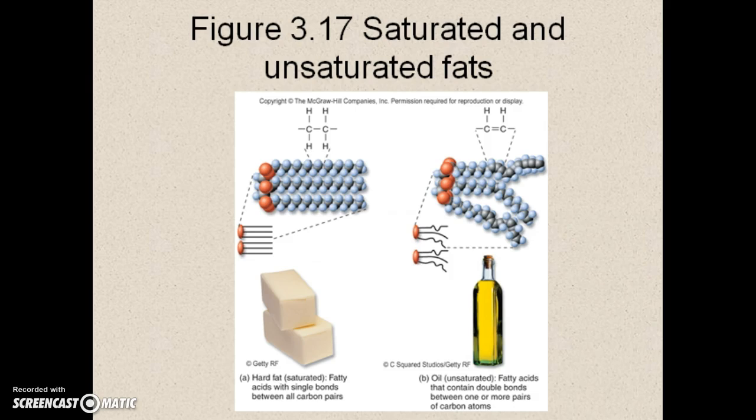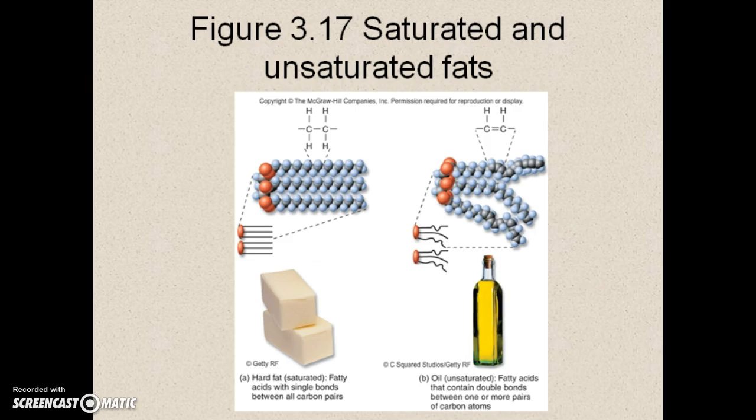Versus unsaturated fats here over on the right, if you look at this little diagram, these fatty acid tails are called kinked, and because they're kinked, these molecules can't get as close to each other as the saturated fatty acid tails can get. Because these tails are a little bit farther apart, the molecules are a little bit farther apart, so at room temperature these fats are going to be liquid, like this example down in here of olive oil.